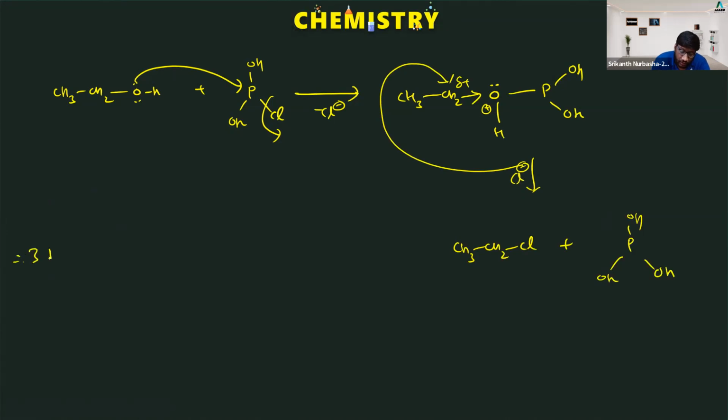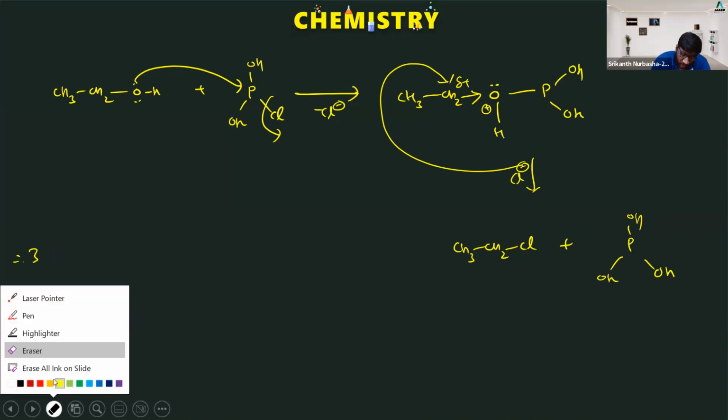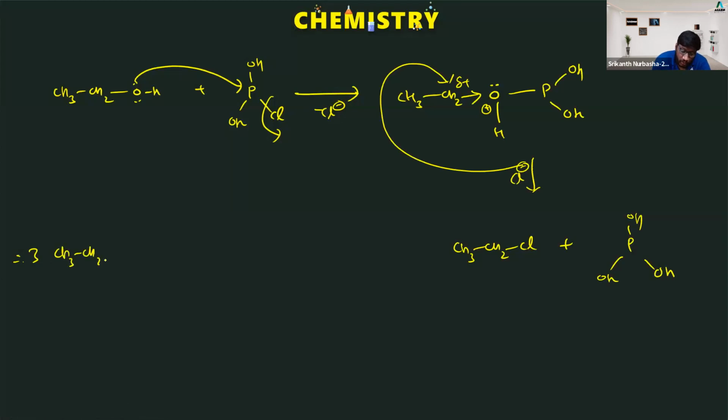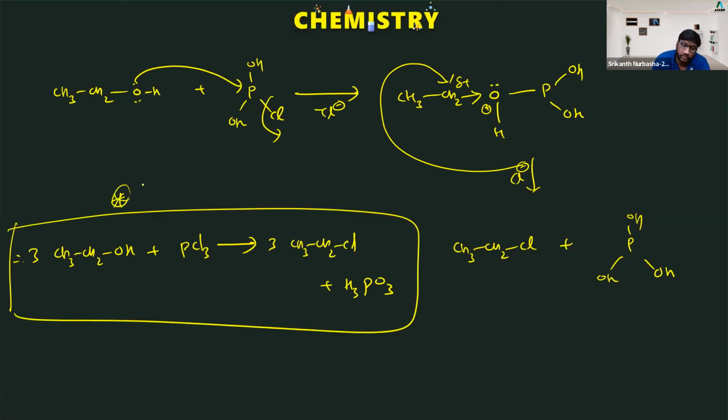So I can write the total reaction: 3 molecules of alcohol, CH3CH2OH, react with 1 molecule of PCl3 to form 3 molecules of alkyl halide, CH3CH2Cl, plus H3PO3. Yes or no? Is this a reaction or not? In place of molecules, you can write moles: 3 moles of alcohol react with 1 mole of PCl3 to form 3 moles of alkyl halide and 1 mole of H3PO3. Is that clear?